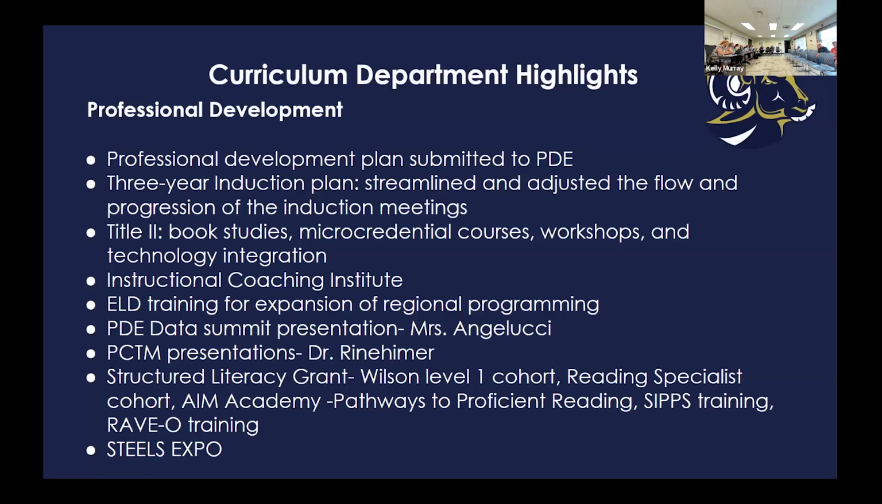We had 15 participants complete the AIM pathways for proficient reading over the last summer and into the fall. We've had 22 people attend the SIPS training throughout the year. We had 11 people complete the RABO training. So again, all of those things that we got through that structured literacy grant, I wanted to highlight and summarize what we've done with that.